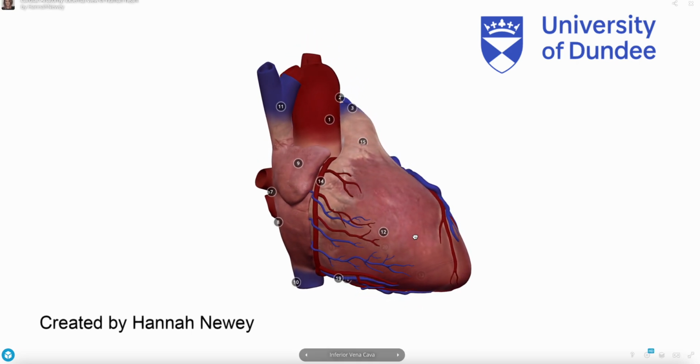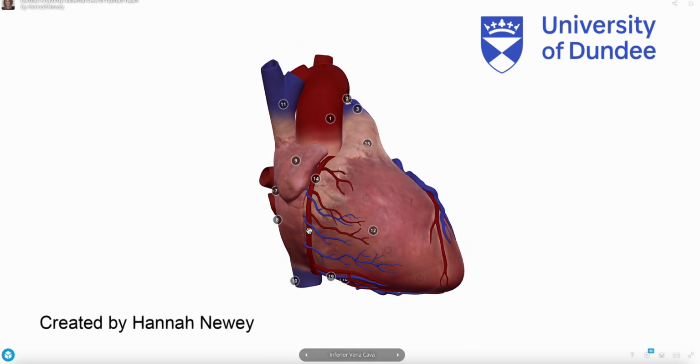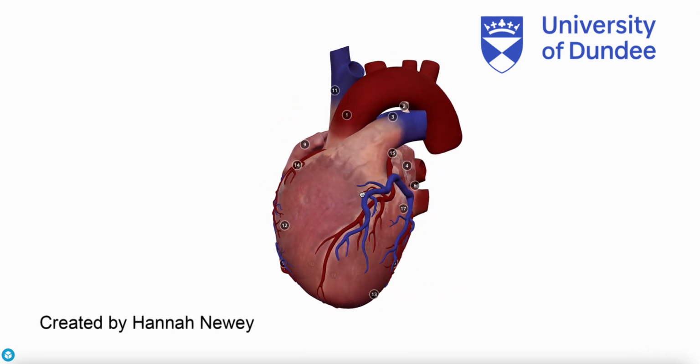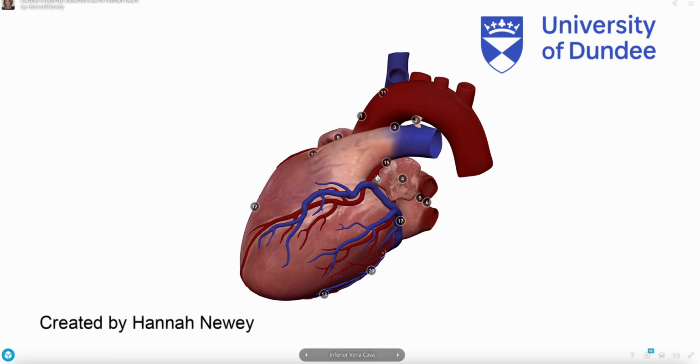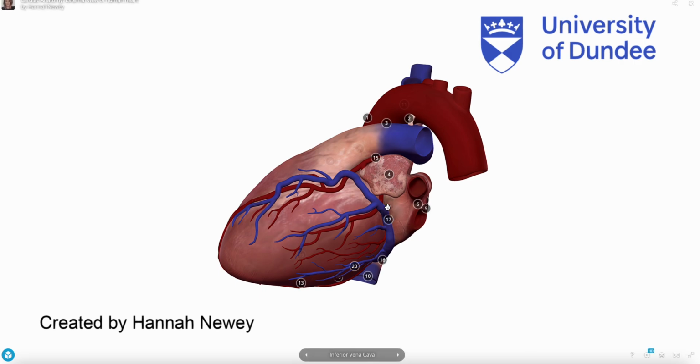Well, let's take a look here at the anterior view. This is the right coronary artery. The left coronary artery, also known as the main stem, branches into a left anterior descending artery and a circumflex coronary artery.